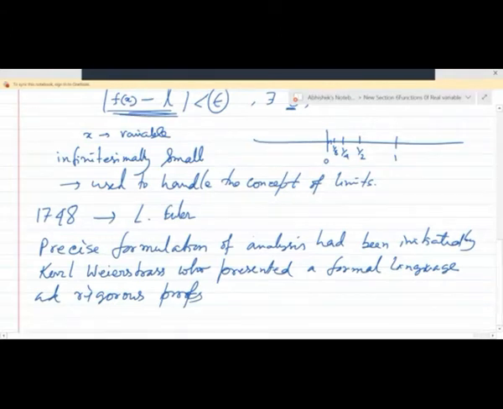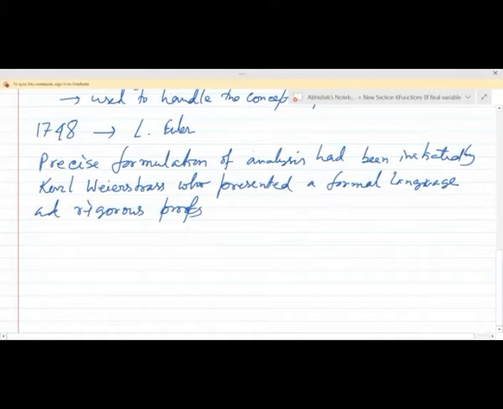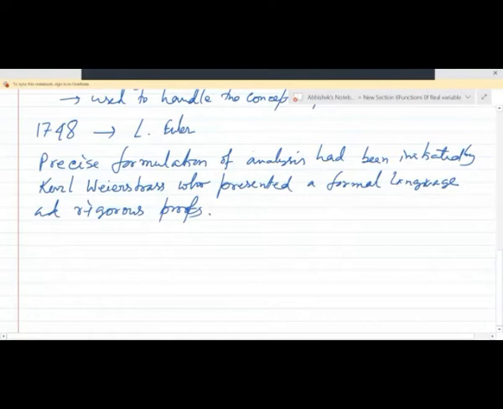Okay. And the definition of limit that we will be using has been given by Weierstrass, using epsilon delta. So the rigorous, formal definition of limit that we will be using has been given by Karl Weierstrass, and we will use his way of thinking of limits of a function of a real variable.